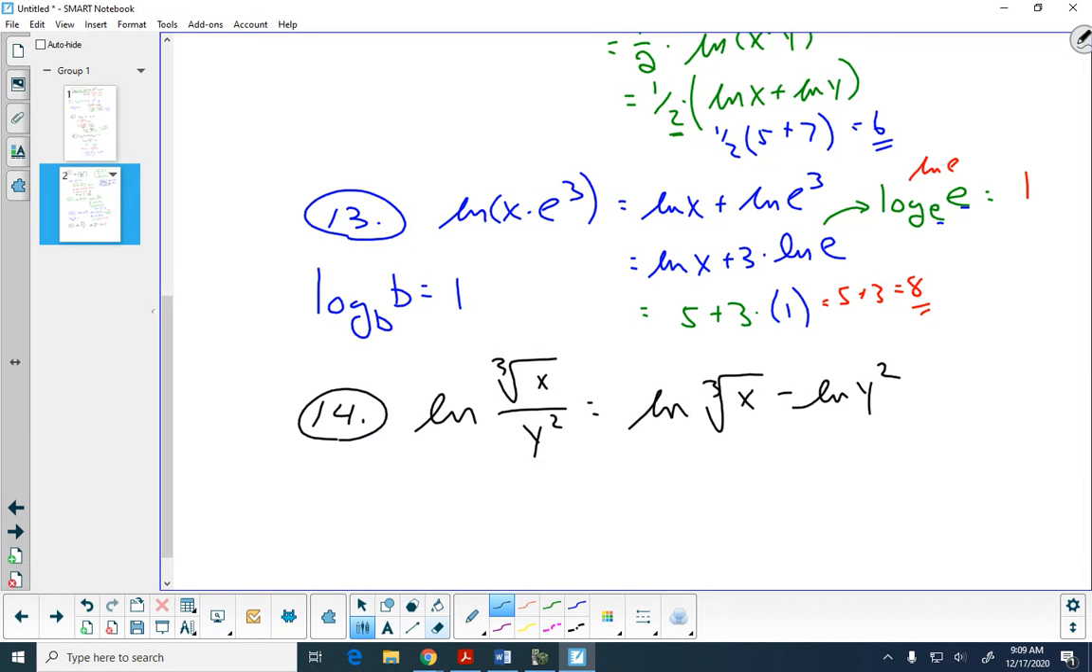Now, the little difference here is how do I deal with the cube root of x? Well, when I have the square root of x, this is x to the 1/2 power. When we have the cube root of x, what exponent could we take the cube root to? The square root is 1/2. The cube root would be, what would we have with the other one?